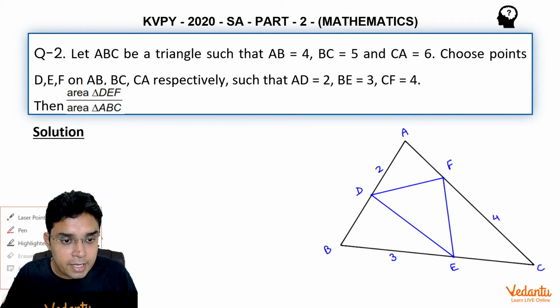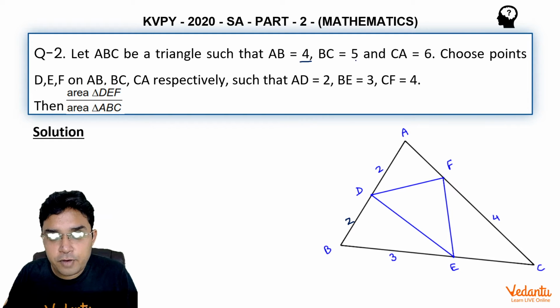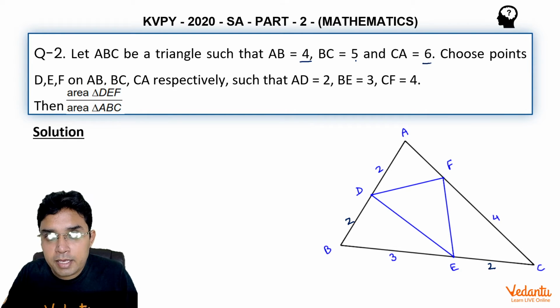So let us make a diagram. We are given AB as 4, AD as 2, so the remaining length will be 2 here. Similarly, BC is 5 and BE is 3, so this EC length will also be 2 only. Similarly, CA is 6 and CF is given as 4, so this will be 2 here.